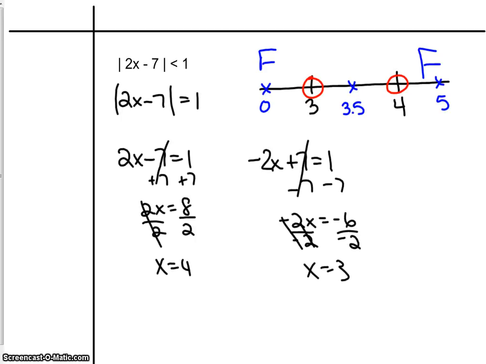Now, 3.5. If I take 2 times 3.5, I get 7. 7 minus 7 is 0. Absolute value of 0 is 0. That is less than 1. My solution set's in between here.